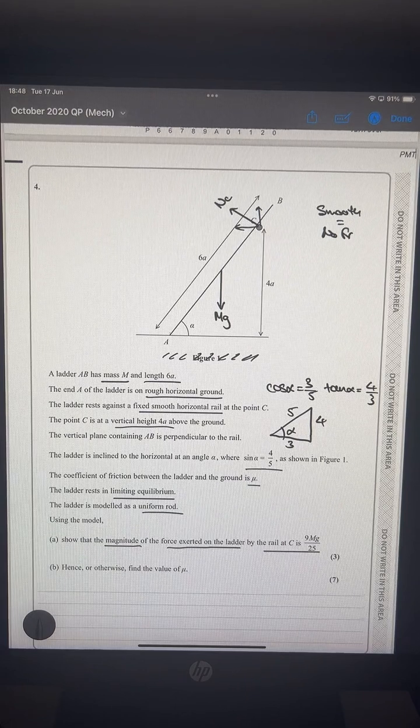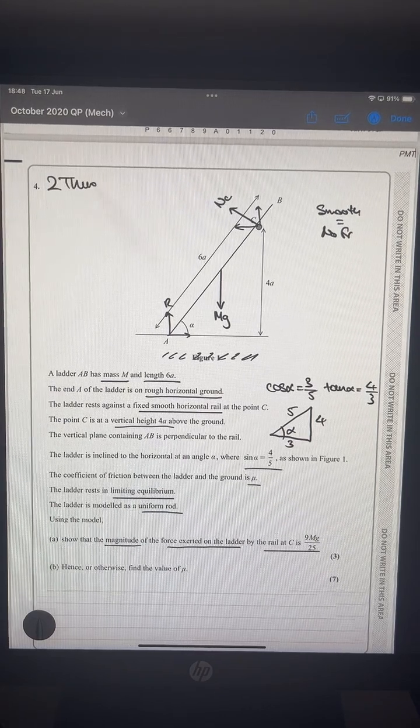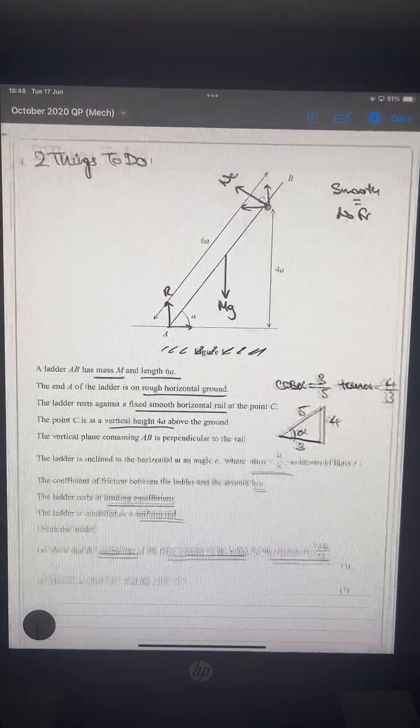What else do I know? Well, the ladder is touching the floor. So you've got a reaction force here, and it's going to slide down, right? So I've got friction as well over here. So how am I going to go about doing this question? There are two things to do. You might be wondering, where on earth do you start with this?